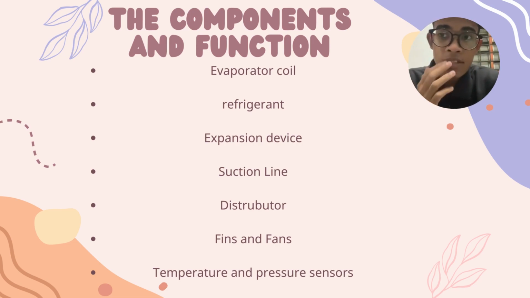And the third is the expansion device or steady flow device. The expansion device controls the flow of a high pressure liquid refrigerant into an evaporator coil. It often takes the shape of an expansion valve.